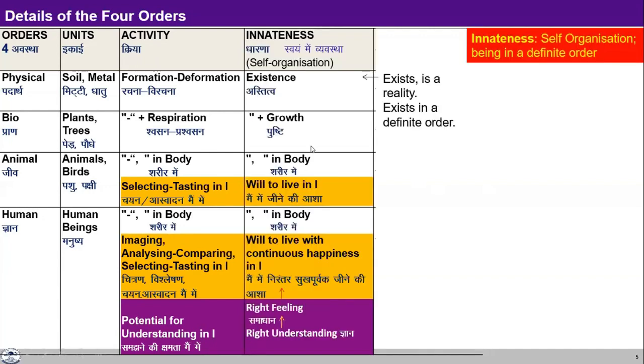Now, further, we can go to study the innateness of these four orders. Innateness is the self-organization, the self-organization being in a definite order. So if you look at the physical order, the innateness of the physical order is existence. Existence means it exists, it very much exists. It continues to be as a part of existence. It is a reality. It is in a definite order. So every unit of the physical order continues to be. It does exist. It cannot vanish.